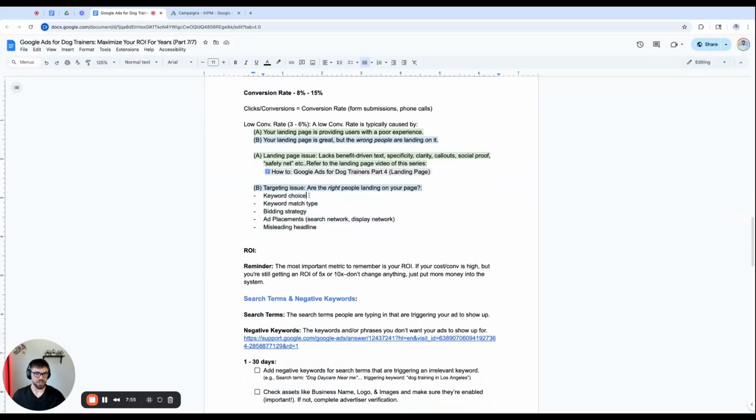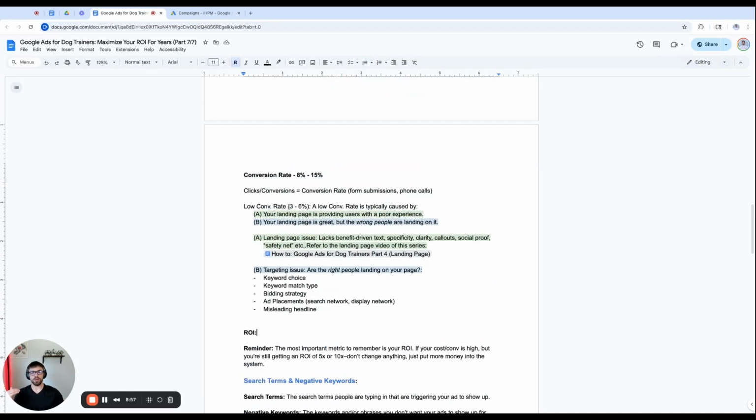So if you have a poor keyword choice, poor keyword match type, bidding strategy, poor ad placements like the search network and display network, or if you have a misleading headline, where maybe your headline says, you know, dog training group classes, and then someone clicks it and there's big bold text on the top of your landing page that says board and train dog training solution. It's like someone who's looking for group classes sees your headline in the search results that says group classes, then clicks on it and goes to a page and the first thing it says is board and train in XYZ city. Well, then that person is going to be like, wait, I'm looking for group classes, and there's a good chance they're going to click away.